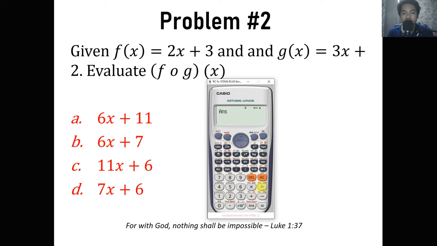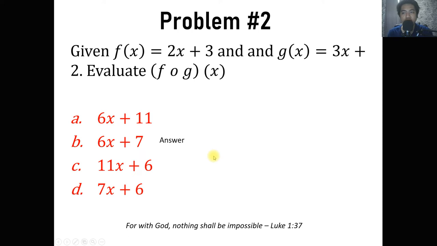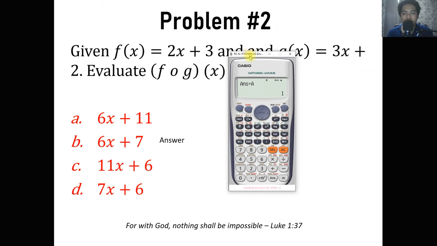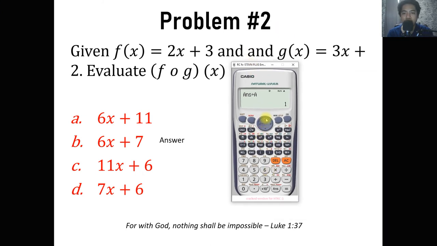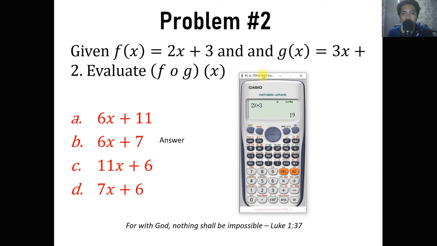So the answer should be what? Letter B, because if we divide this by the stored value of f of g of 2, it's going to be equal to 1, because it's the same. So the answer would be 6x plus 7. You can use any number and try to calculate the same thing that we did a while ago in solving the composition of functions. I hope you are learning. You can also use the conventional method that we have tried a while ago.